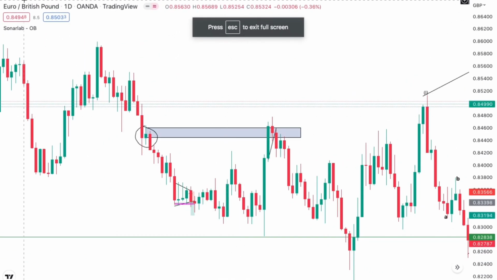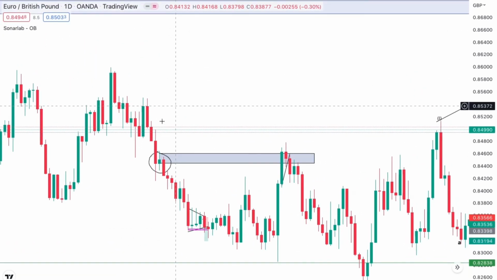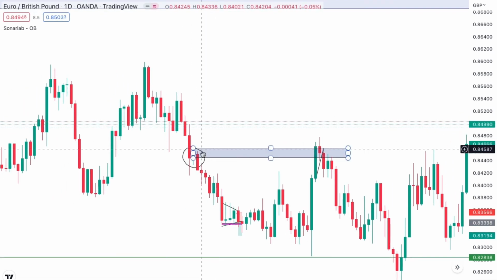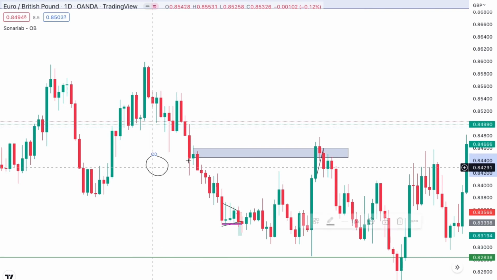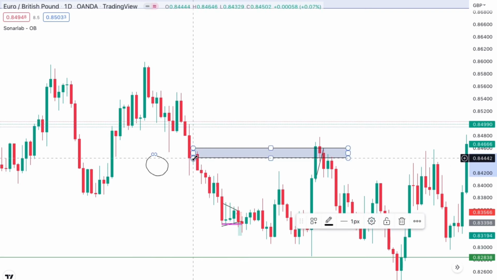Guys, let me give you another example of an order block. This is an order block I drew with my eyes. I didn't really use the indicator. I drew this with my eyes. So this was my order block.